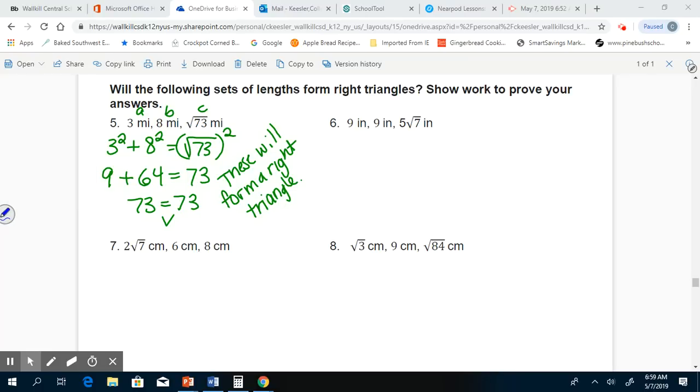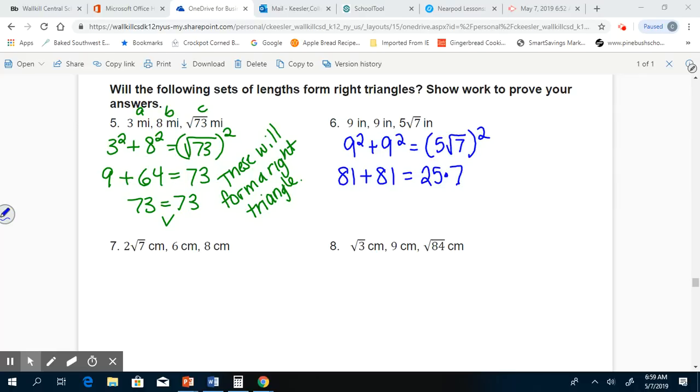Okay, number 6, similarly, we have 9 squared plus 9 squared equals 5 square root 7 all squared. So that's 81 plus 81 equals, now in this case we have to do it a little bit step by step. We're going to square the 5. 5 squared is 25. And then square root 7 all squared just cancels out the square root and the square, giving me 25 times 7.